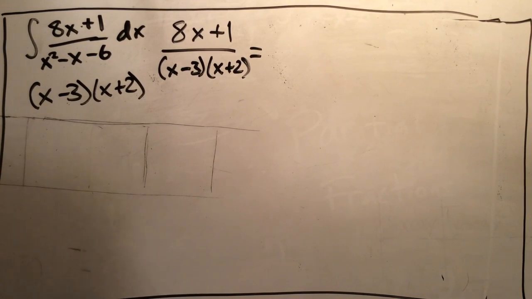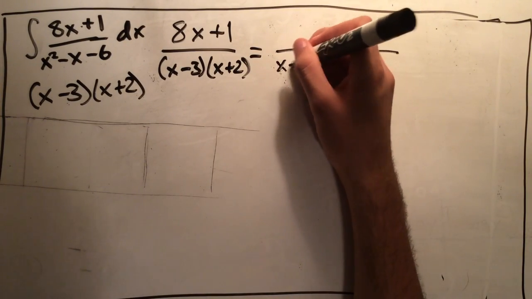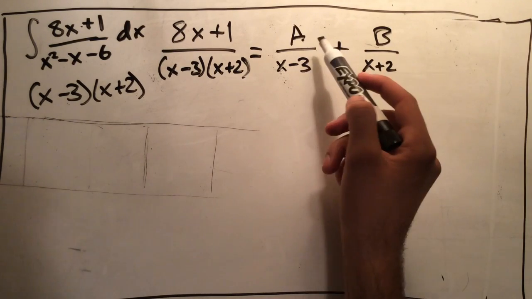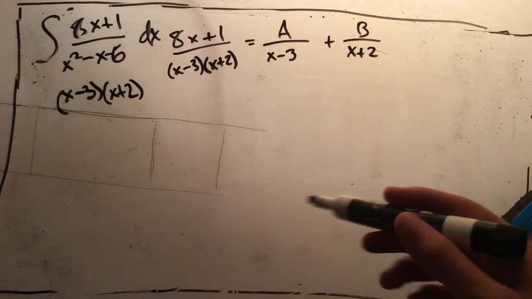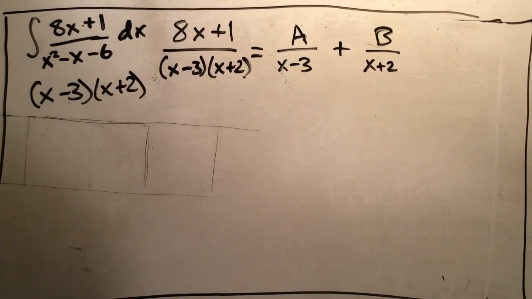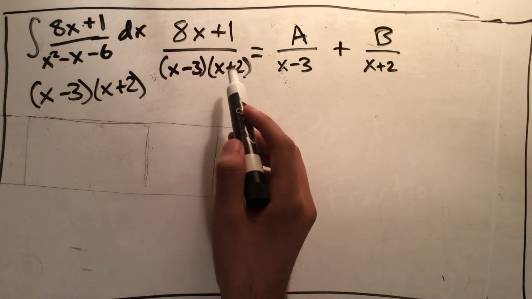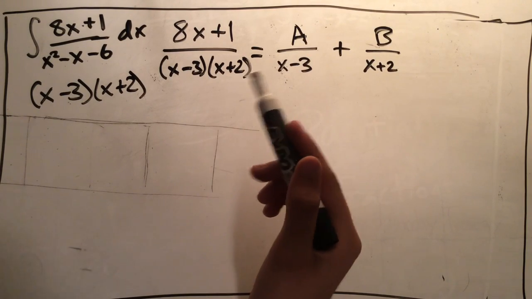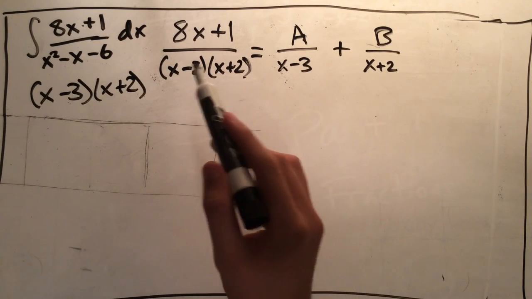This is the part where we separate this one fraction into two separate fractions with an x minus 3 and an x plus 2 in the denominators. So we are going to have an a constant and a b constant in the numerators. The next step is getting rid of the denominator, which will lead us to an equation, and then we will split off into two separate methods that I will show you. So here we go.